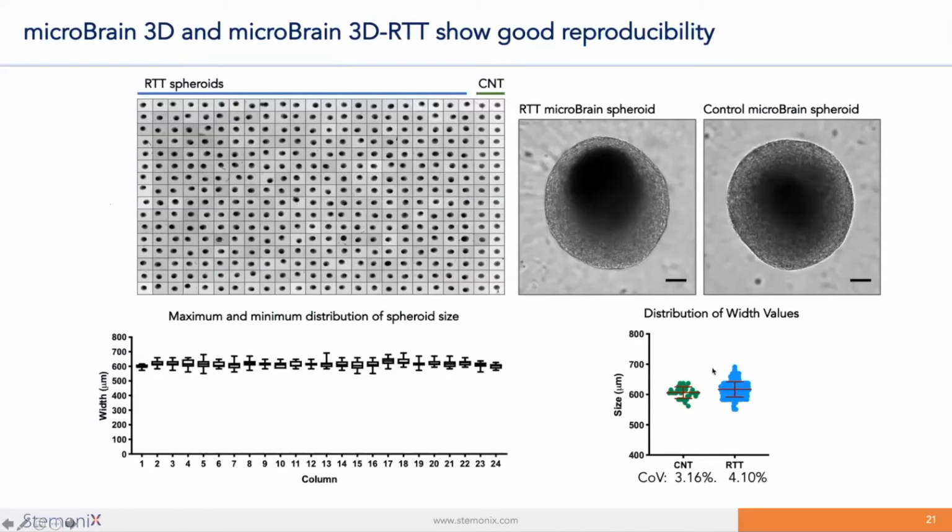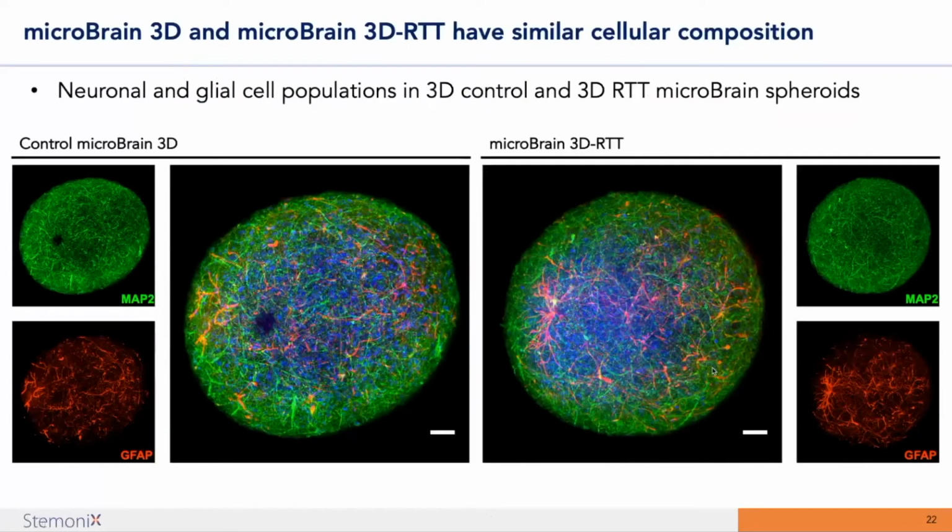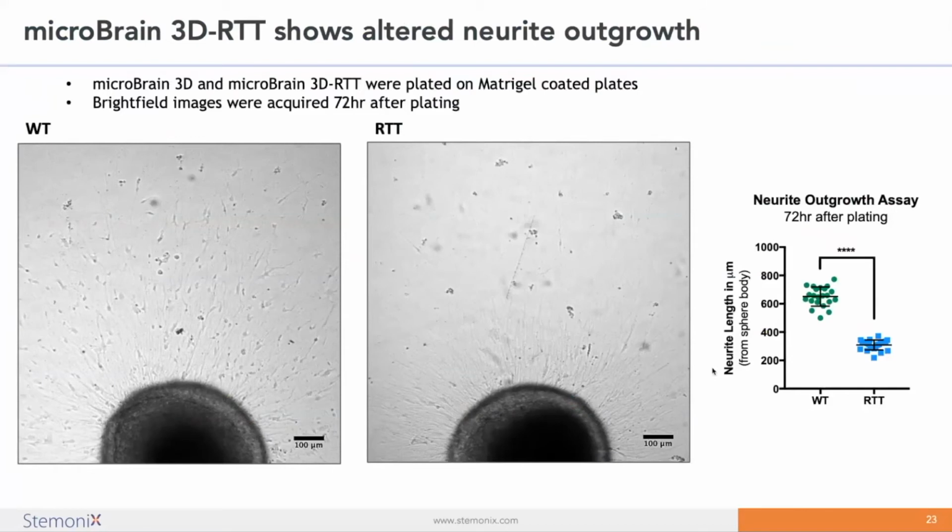Looking at cellular content, just at a high level with GFAP for astrocytes and MAP2 for neurons, we can see that both spheroid populations have relatively the same organization of different cell types, astrocytes and neurons. So we're not seeing much of a difference there. We're starting to see our first hints at differences in functionality.